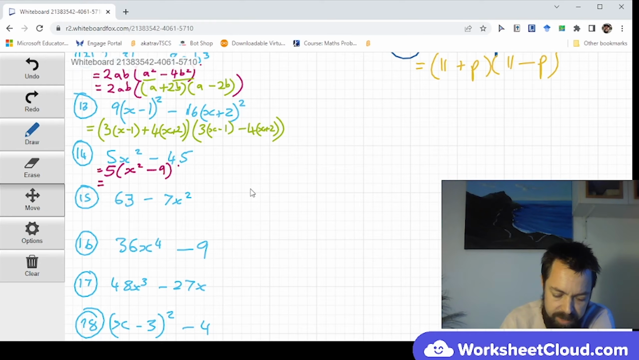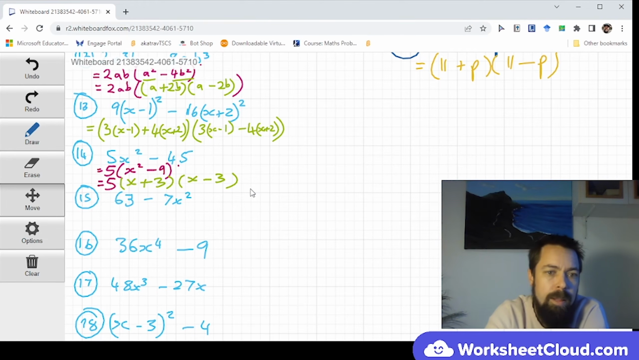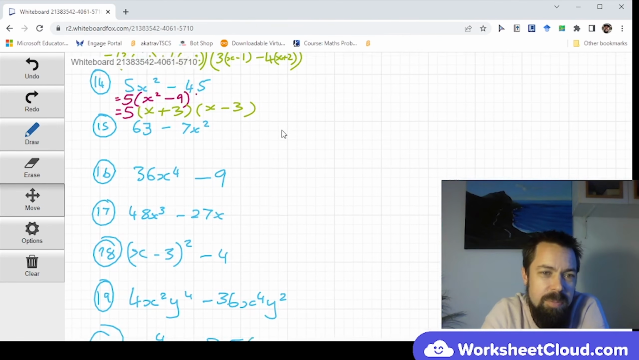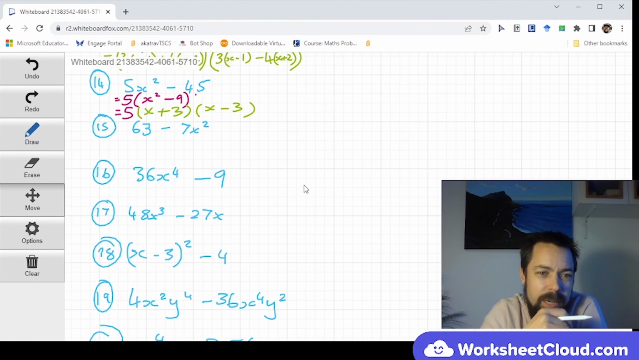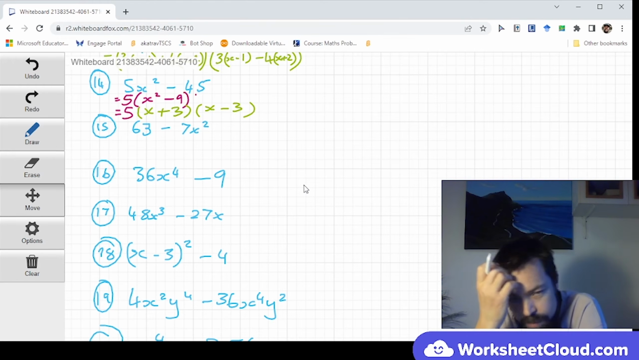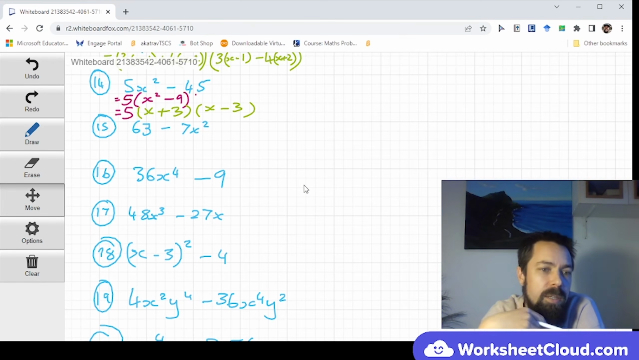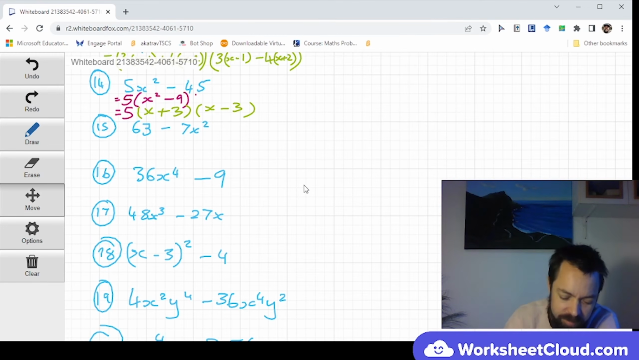So we have 5 and then 2 brackets, plus and minus, x and x, 3 and 3. Familiarity. I hope it's becoming more straightforward as we go and you're going like, I know what's coming next. If you are, let's try these few. See how you go first.